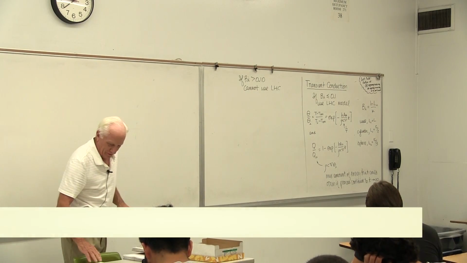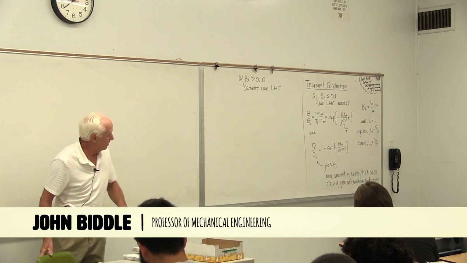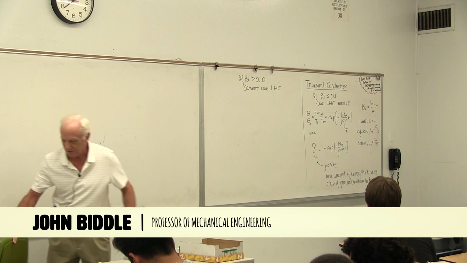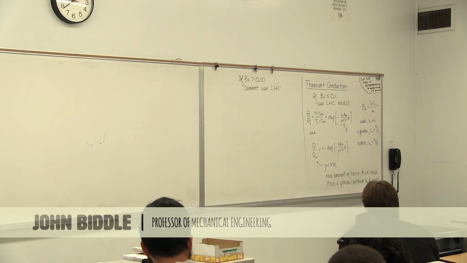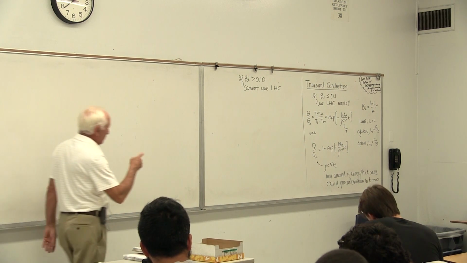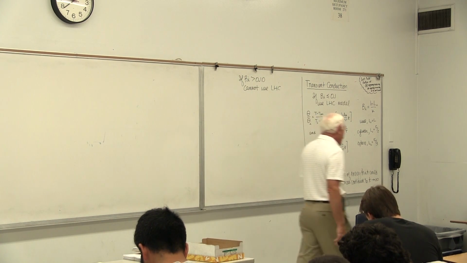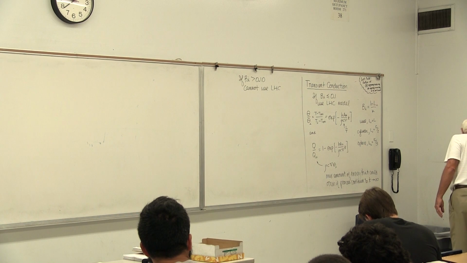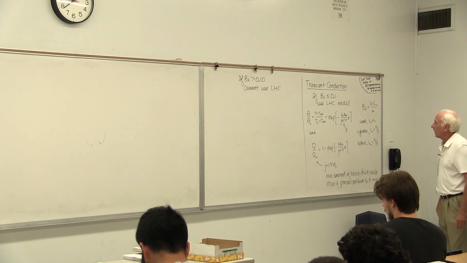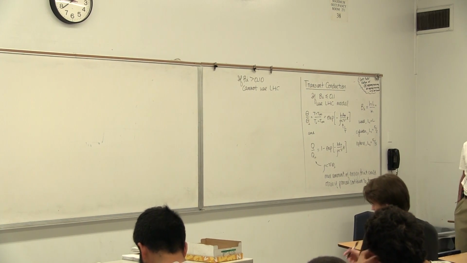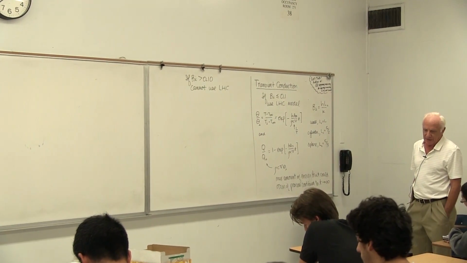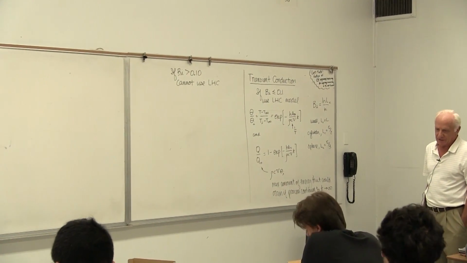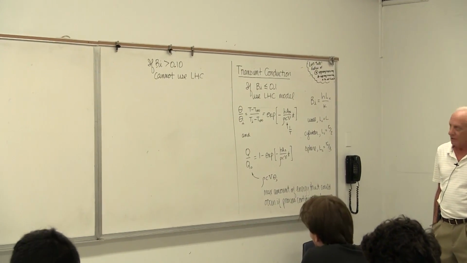Quick recap of where we left off last time. We were talking about transient conduction heat transfer. On the right-hand side of the board are the equations we ended up with for a particular model. The model is called the lumped heat capacity model. It's a very simple model to use, but it's only valid for a certain range of a dimensionless parameter called the Biot number.